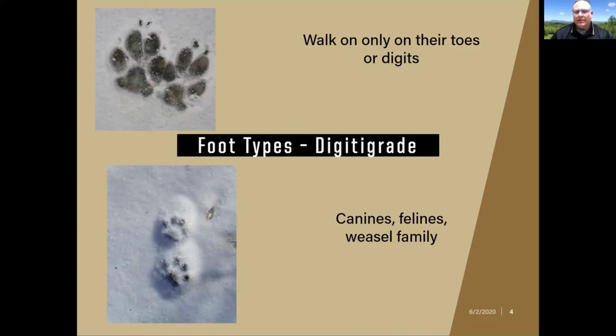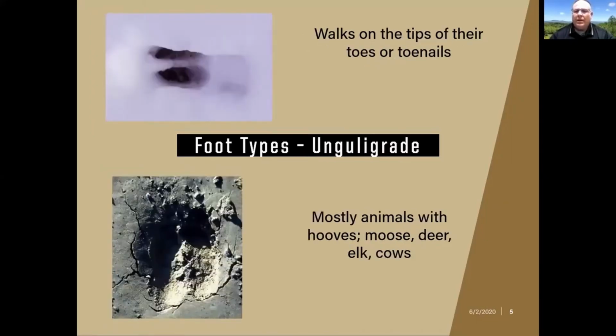So that's digitigrade. And then we've got the unguligrade, and that's where they walk on the tips of their toes or toenails. And this is our hoof stock. So ungulates are deer, moose, elk, cows. So they're animals with hooves, and so they're really walking on their toenails and their toe pads. And we'll get into the parts of the foot next.